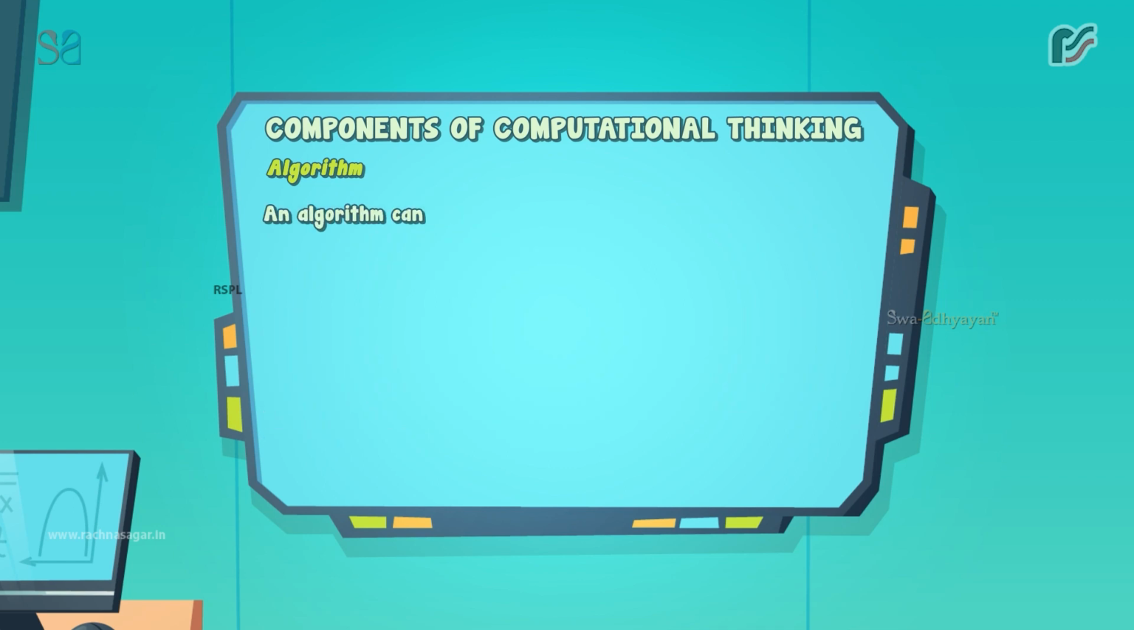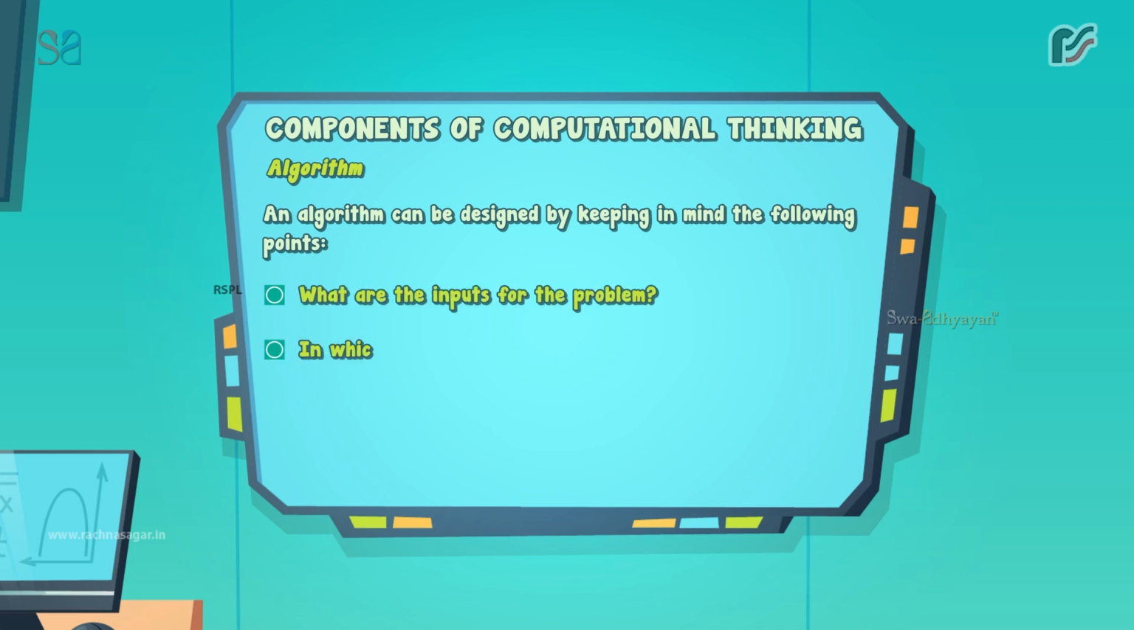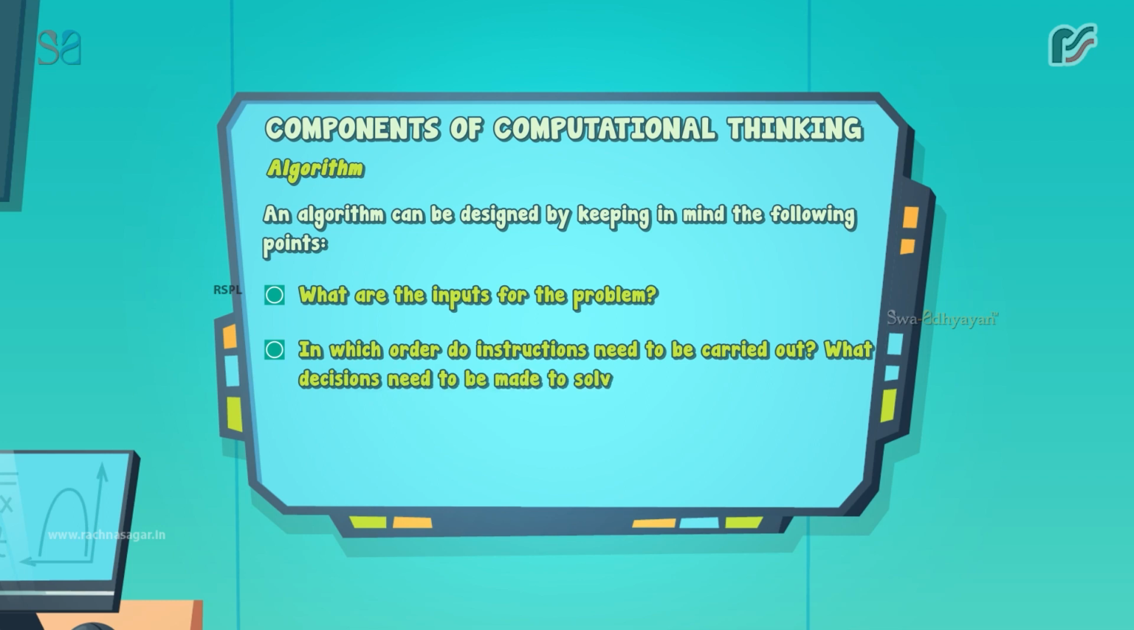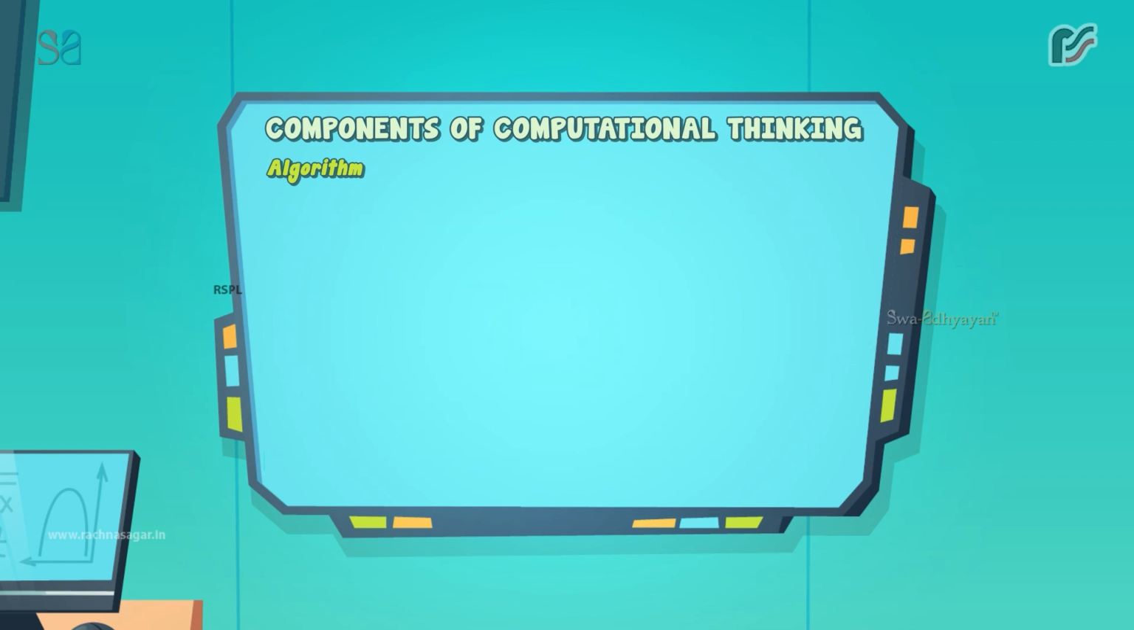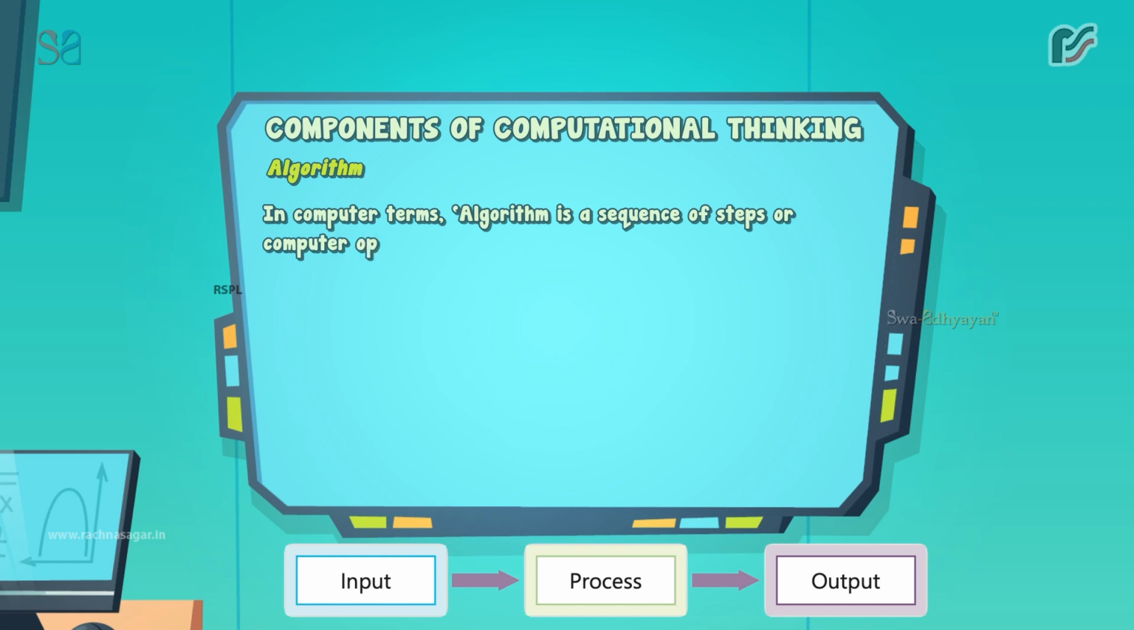An algorithm can be designed by keeping in mind the following points. What are the inputs for the problem? In which order do instructions need to be carried out? What decisions need to be made to solve the problem? Are any areas of problems repeated? And what is the desired output of the program? In computer terms, an algorithm is a sequence of steps or computer operations which collectively solve a given problem.